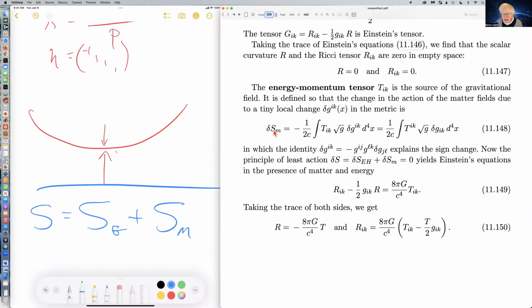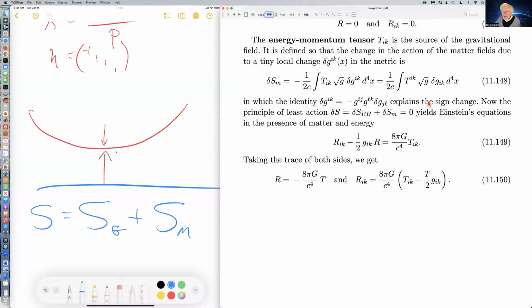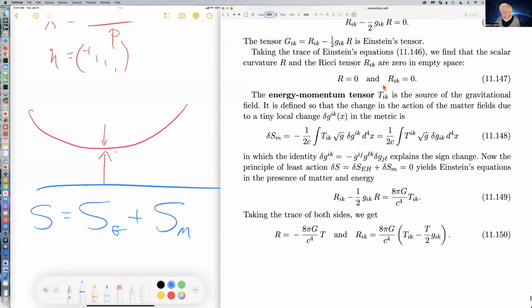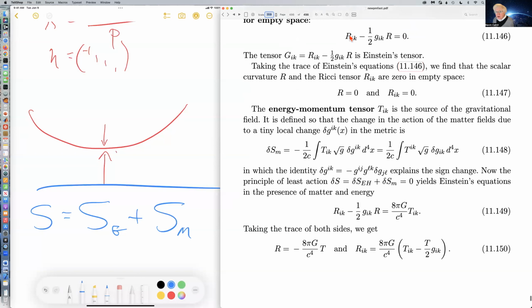And so the variation of the matter action due to a variation in the gravitational field turns out to be this, and consequently what we get is not that the Einstein tensor vanishes, but rather the Einstein tensor is related to the energy momentum tensor by this factor 8 pi G over c to the fourth.